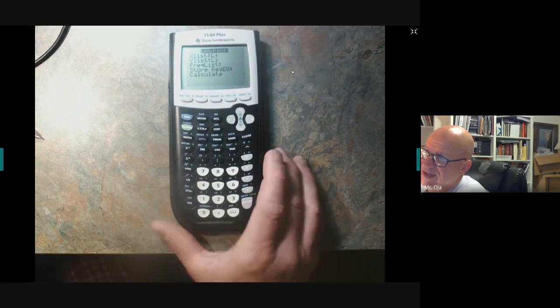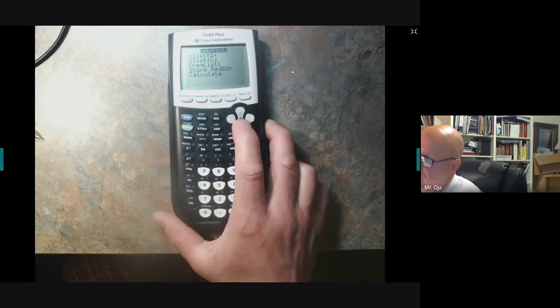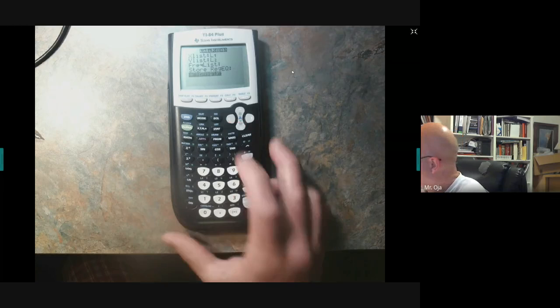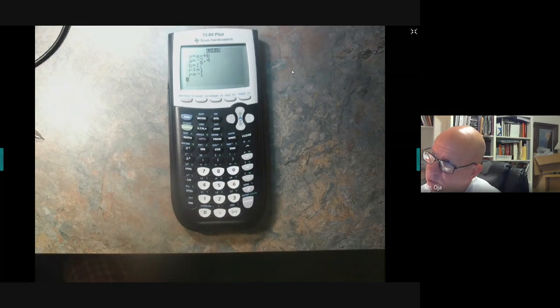And then look what it says. X list is L1. That's what we want. Y list is L2. That's what we want. You can skip everything else, and if you just want the answer, you can just go down and hit calculate. Look what it does. It tells me my best fit line is y equals ax plus b, where a is negative 2.4 and b is 17. So my answer is negative 2.4x plus 17.